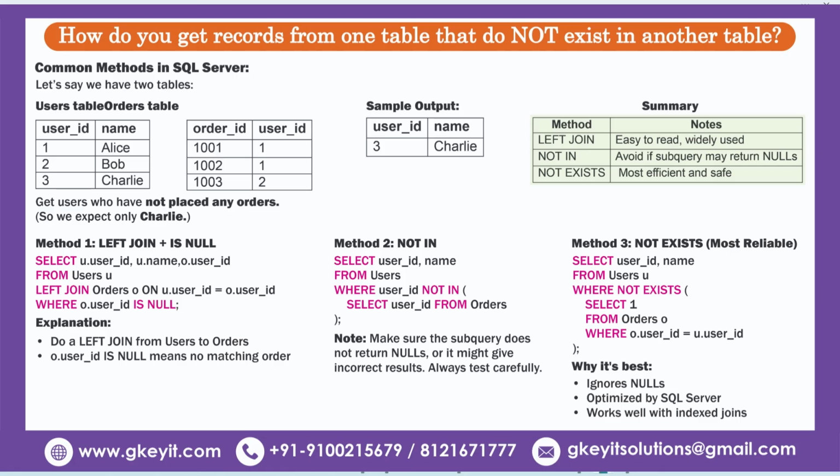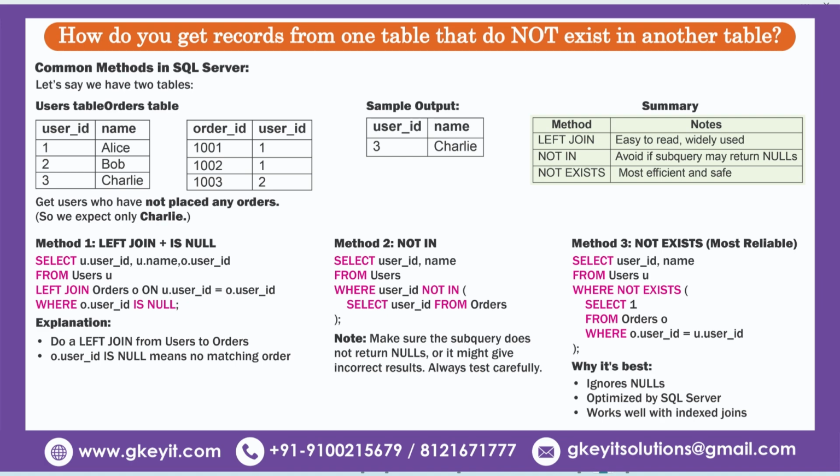Select users.userid, users.name, orders.userid from users u left join orders o on u.userid is equal to orders.userid, where orders.userid is null. Here we are just getting the records where orders.userid is null, and we are making a left join. Left join means whatever left side records are not matched will get null values.